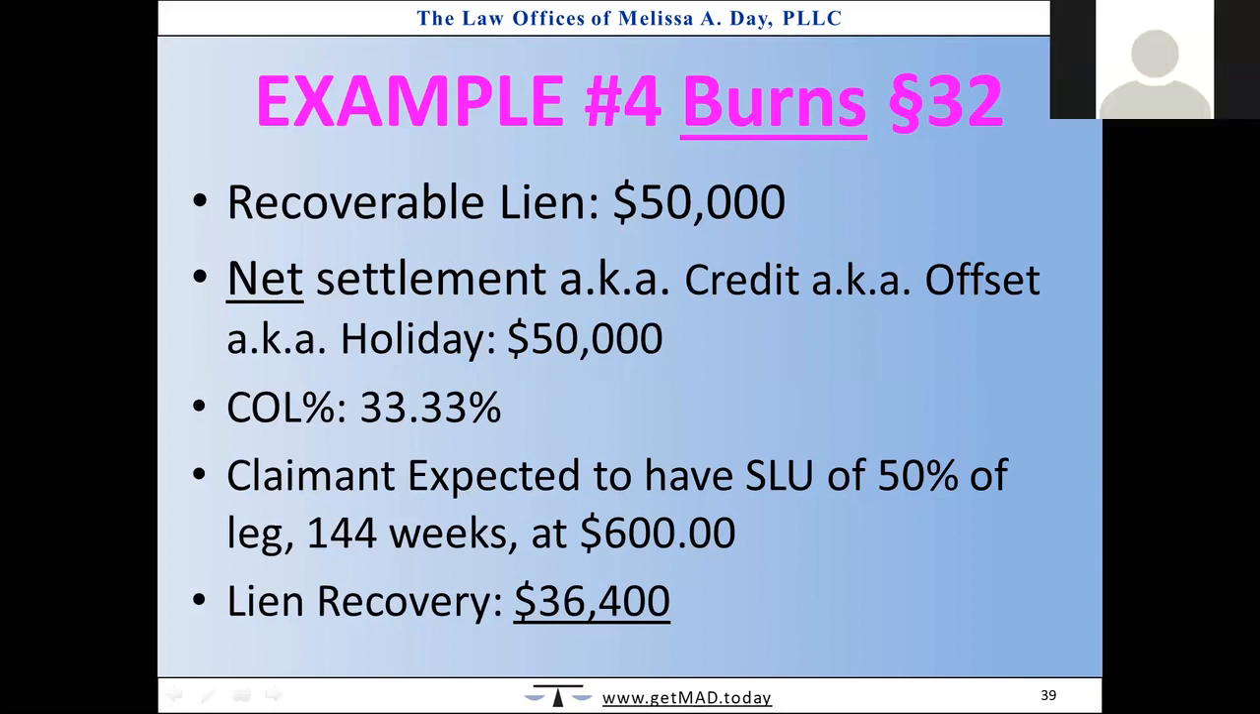And so if you accept... You already deduct the $50,000 though. No, they're just coincidentally both $50,000. You have a $50,000 credit and a $50,000 recoverable lien. So you actually have $100,000 available to make payment for your future liability. Okay, so your future liability is $86,400.